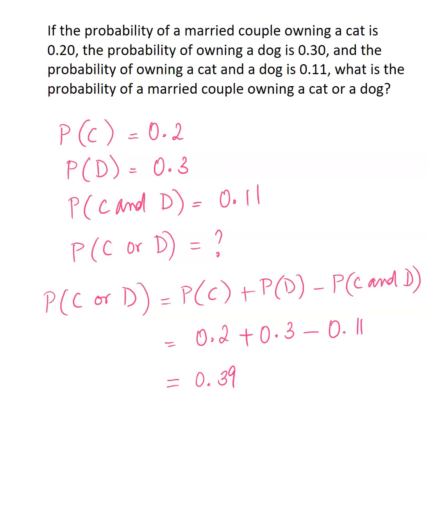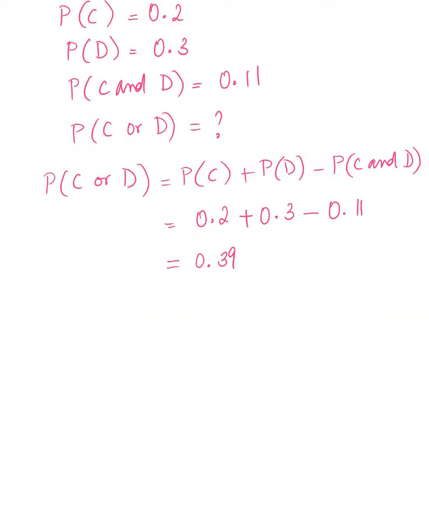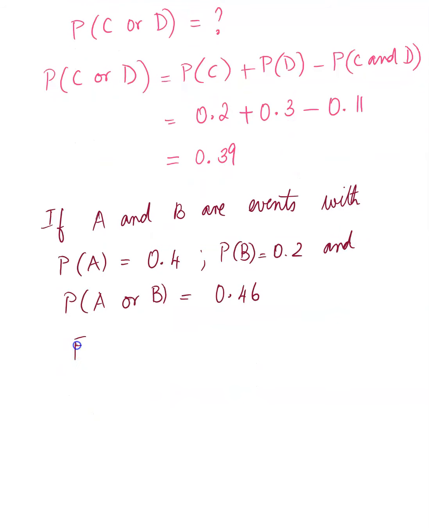Now what happens if you were asked to find a different probability? So let me write this question for you then. If A and B are events, they didn't describe the events, but they're just giving us the probabilities, with P of A as 0.4, P of B as 0.2 and P of A or B is 0.46. Find P of A and B.